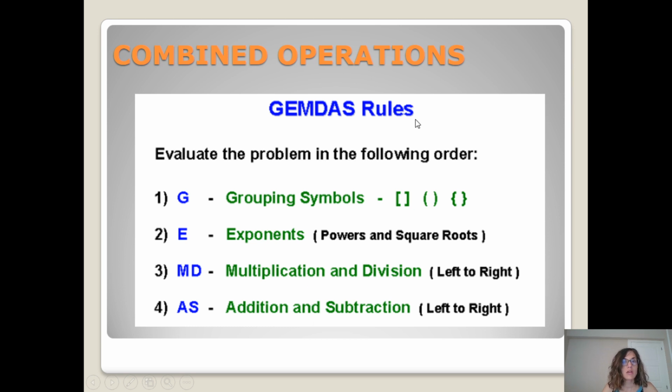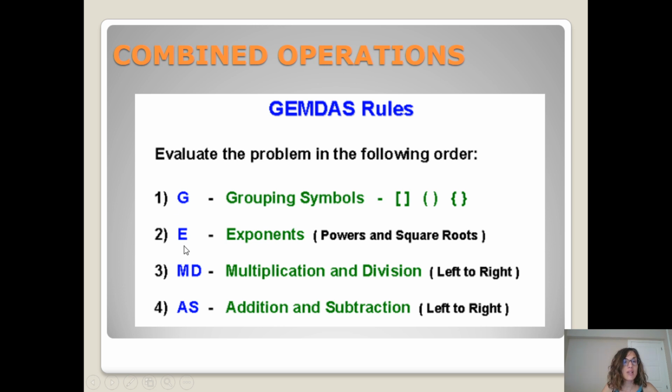What's that? When we have such an exercise, we have to evaluate the expression we have, and the first thing we have to do is the grouping symbols. So G for grouping symbols. The grouping symbols are the brackets, the parentheses, and the keys. That means that if we have this kind of symbol, we have to do that first. That goes first.